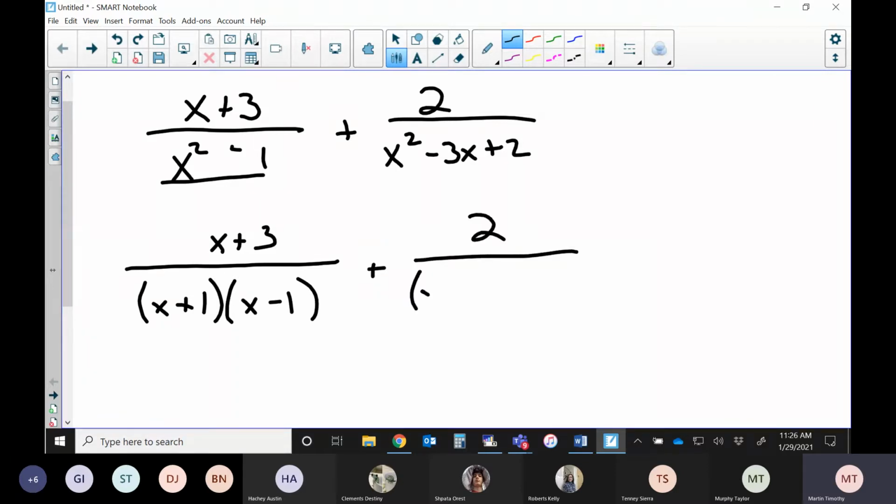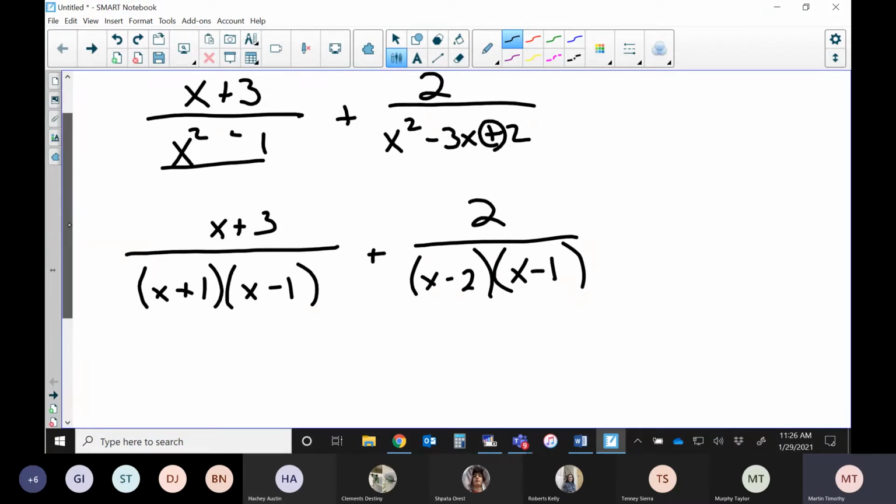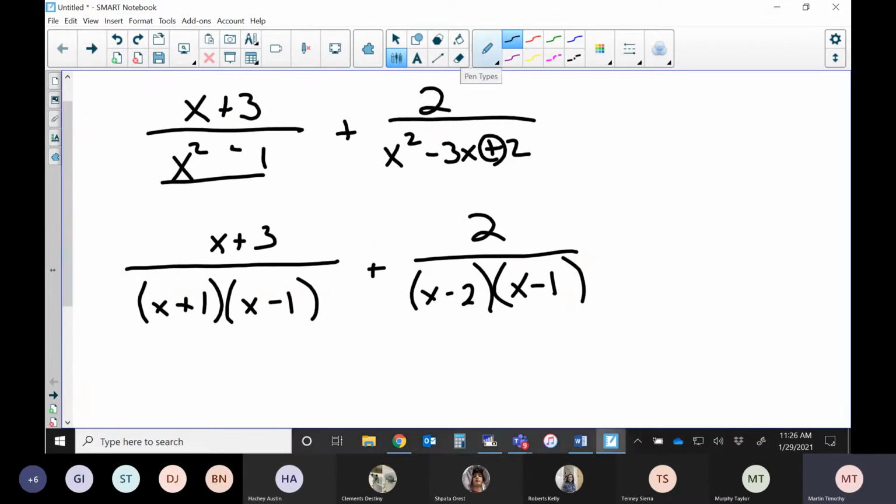And then this turns into x. These are same signs, both negative, two numbers that multiply to 2 but add to 3: 1 and 2. And then I'm going to highlight for you right here. If you notice, let's look at what they have in common. Both of them have an x minus 1.